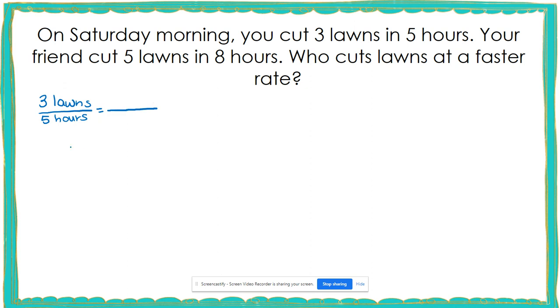We need to know your unit rate of speed, so we need to know how many lawns you are going to cut, and since we don't know that, we're going to use the variable x to represent the number of lawns you can cut, but we need to know how many in 1 hour. Now you notice that since lawns were in the numerator on my first ratio, lawns are in the numerator for my second ratio. Again, hours were in the denominator for my first ratio, so hours are in the denominator for my second ratio. To get from 5 to 1, I would have divided by 5.